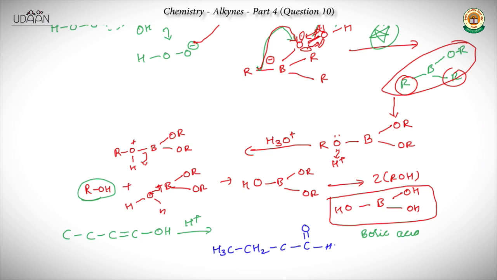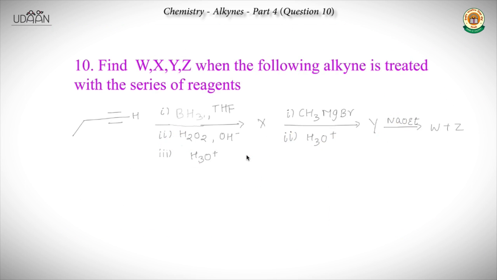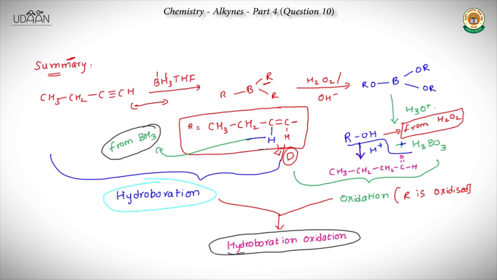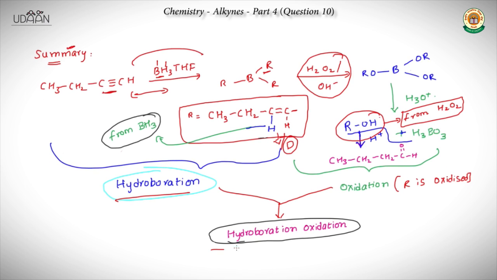Let's look into the second part of the question. Now that we are done with the first part of the reaction, which is hydroboration oxidation, since it's a very large one, let's quickly recapitulate what we have learned. Here we have a summary for you. In the first part of the reaction, BH2 and hydrogen are being added across the triple bond, so it's known as hydroboration. And the second part of the reaction, in which H2O2 is being added and ROH is being formed, is known as oxidation. So the whole reaction is known as hydroboration oxidation.